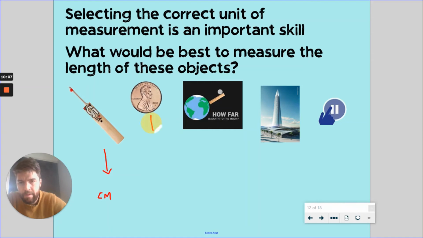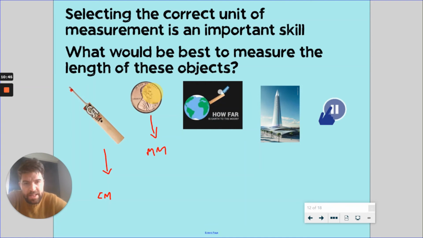Second one, we've got a penny. What are we going to measure that penny with? The length of it, or the width of it, or the circumference of it. The right unit is going to be millimetres, because millimetres will give us a value that's going to be somewhere in that region between 10 and 40, maybe. If I had it in centimetres, again I'd need to use a decimal. If I had it in metres, I'd use a really, really small decimal. So millimetres is probably the right one there, though we could use centimetres.